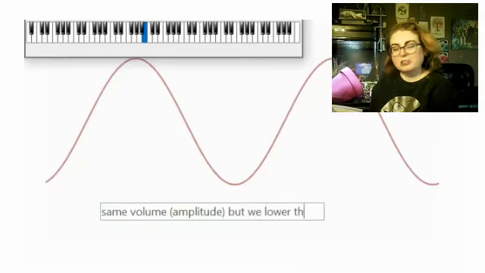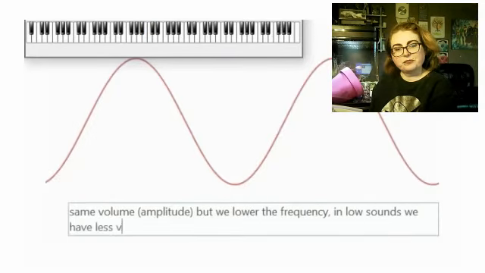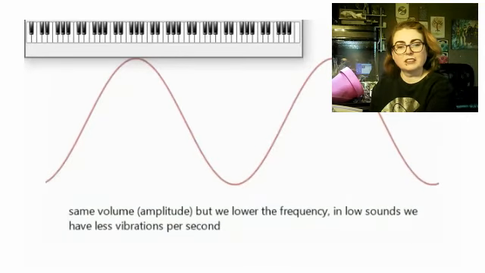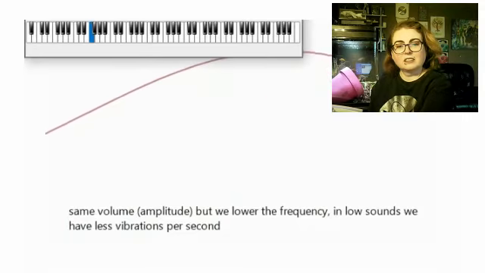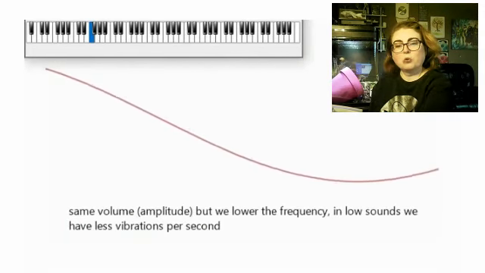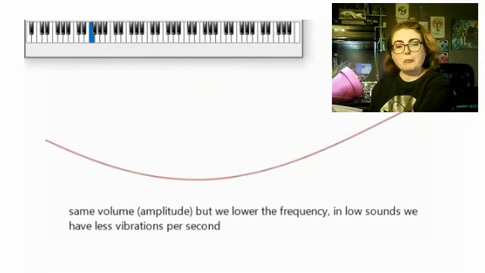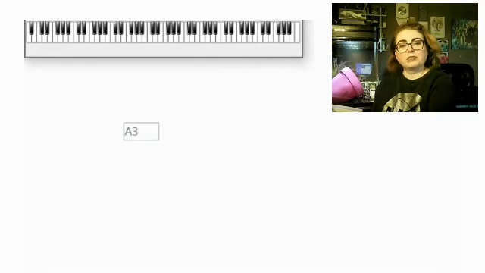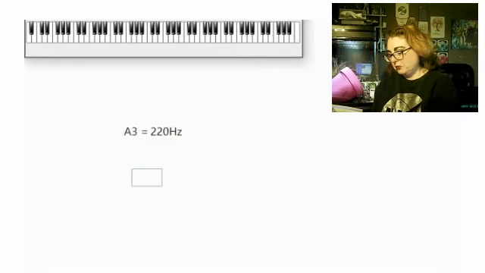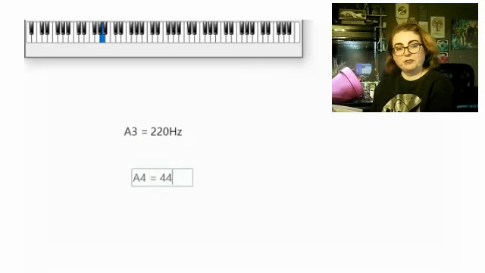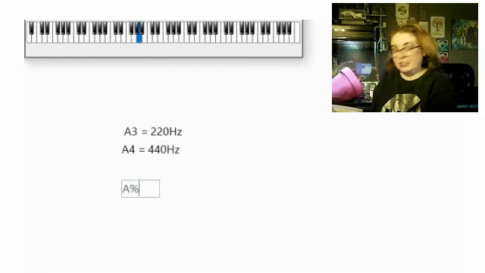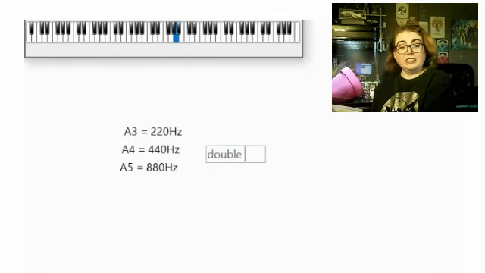So here's where frequency is going down, lower notes. You get fewer cycles per second. They go very slow. And then if the frequency is going up, so A3, 220 Hz, A4, 440 Hz, A5, 880 Hz.